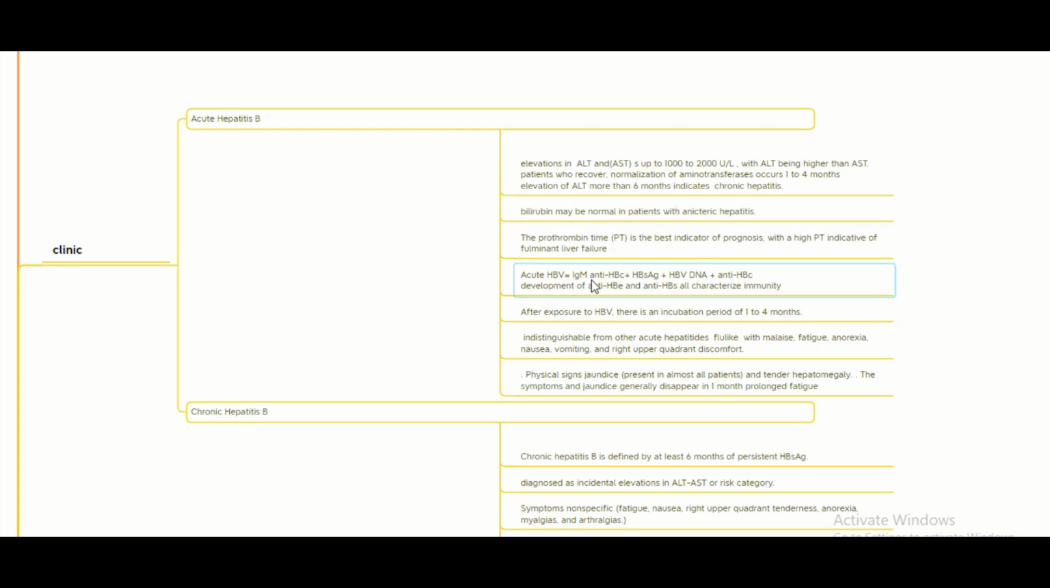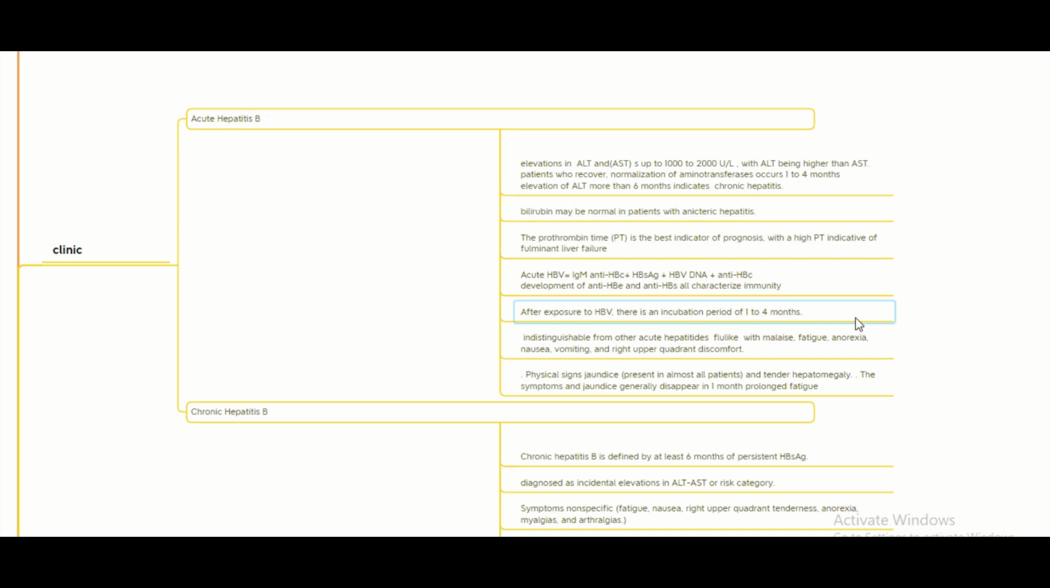The markers of acute phase are IgM anti-HBc, HBs antigen, DNA, and anti-HBc, which is dominated by the IgM fraction. Later, at the end of the acute phase, we will have anti-HBe and anti-HBs seroconversion. We will have these antibodies. These antibodies indicate that we have a good immune response.